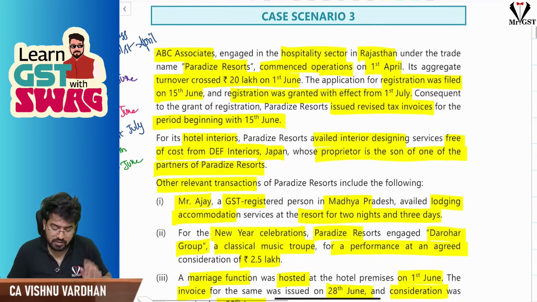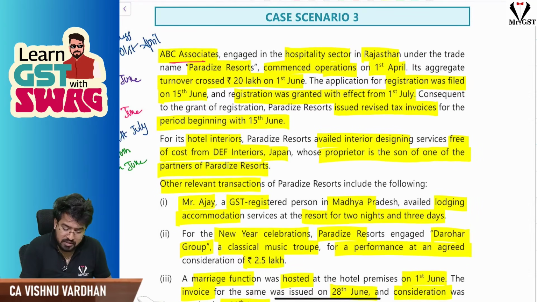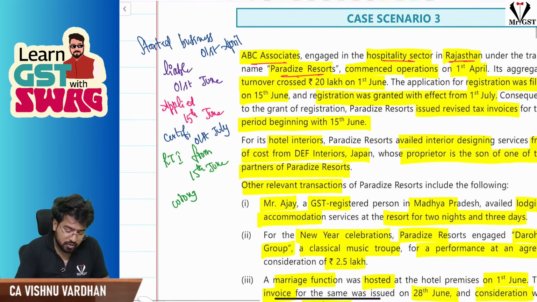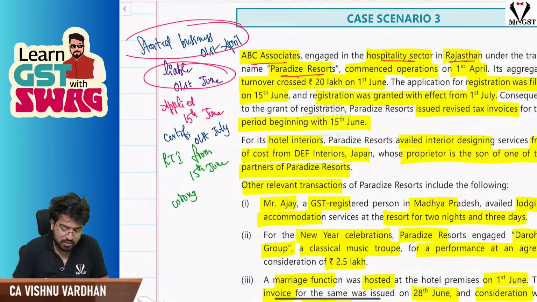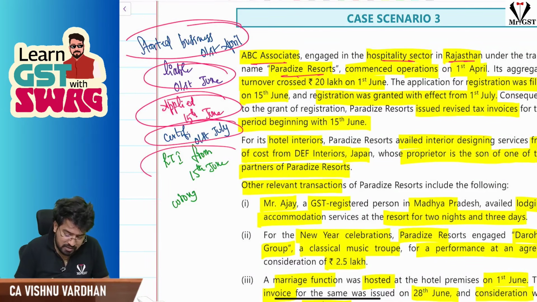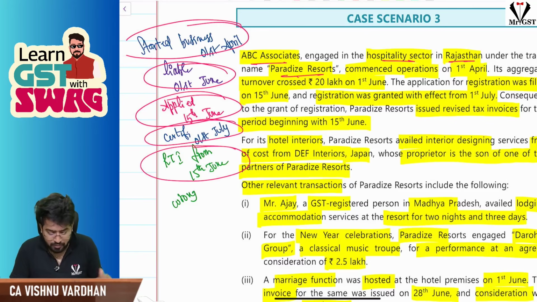So here, if you see in this case, what has happened now? ABC Associates engaged in hospitality sector, Rajasthan, starting a resort called Paradise Resorts and starting their business operations on 1st April, and they became liable for registration on 1st June and applied for registration on 15th June. They got certificate on 1st July, revised start in their tax invoice. They have started issued from 15th June.